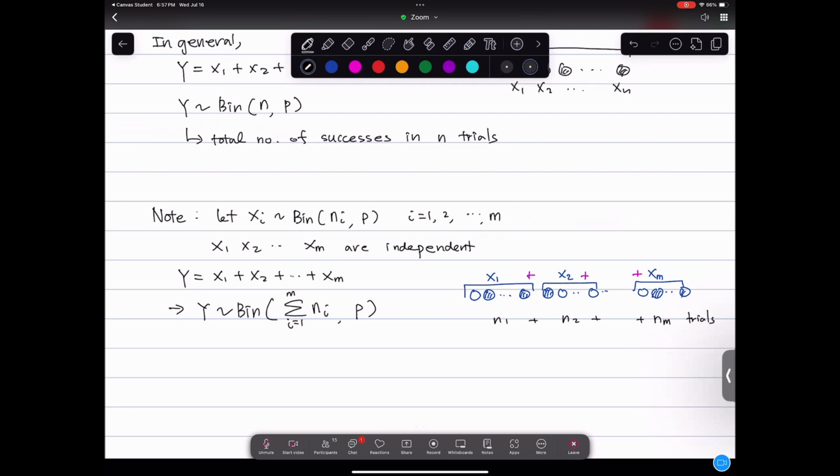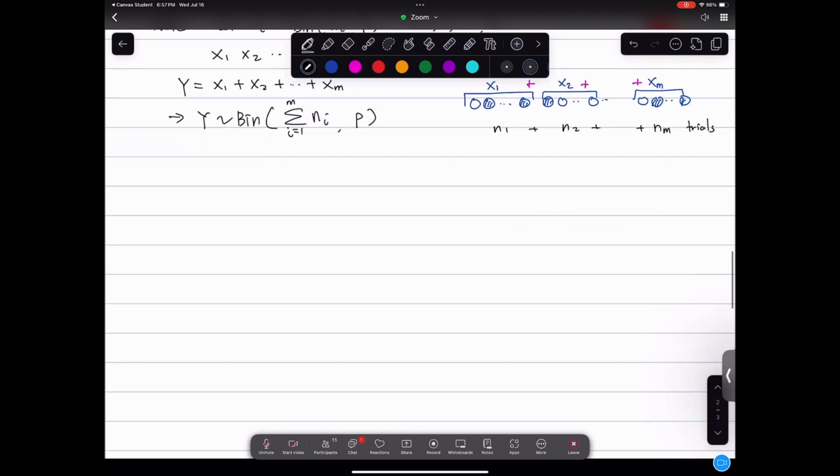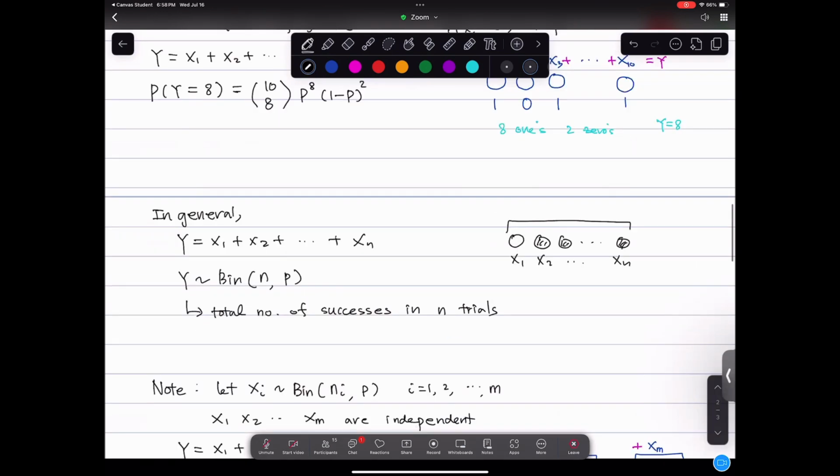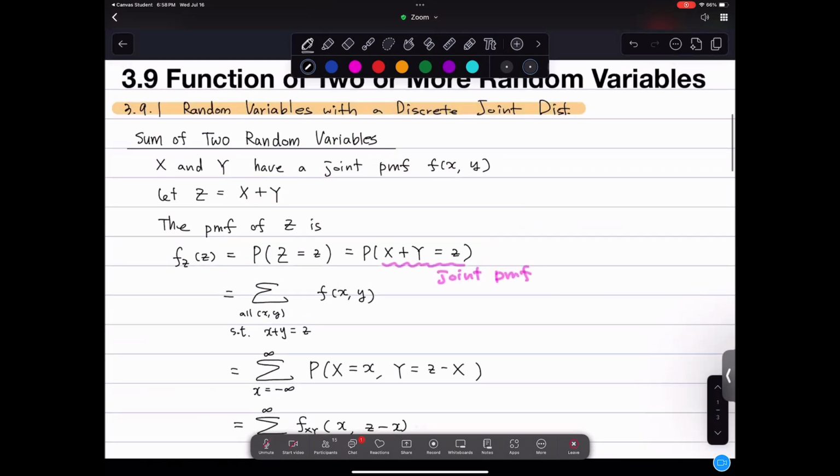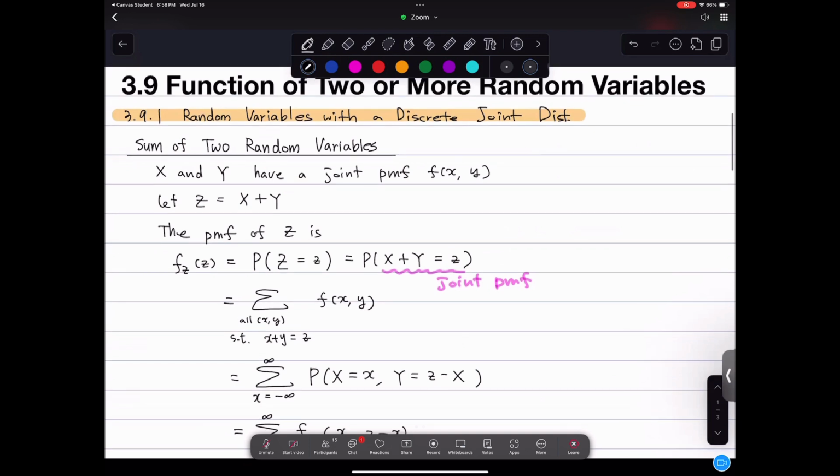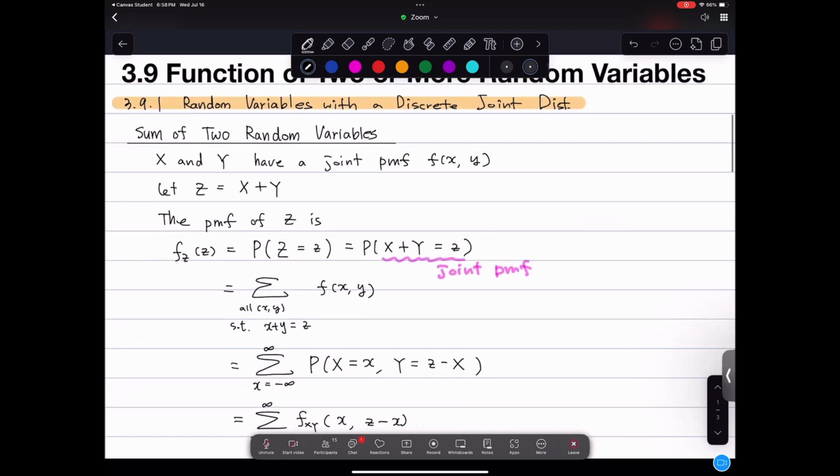So now I'm done with this. This is my discrete case. So let's move on to the continuous case, which is 392. So these are random variables with a continuous joint distribution.